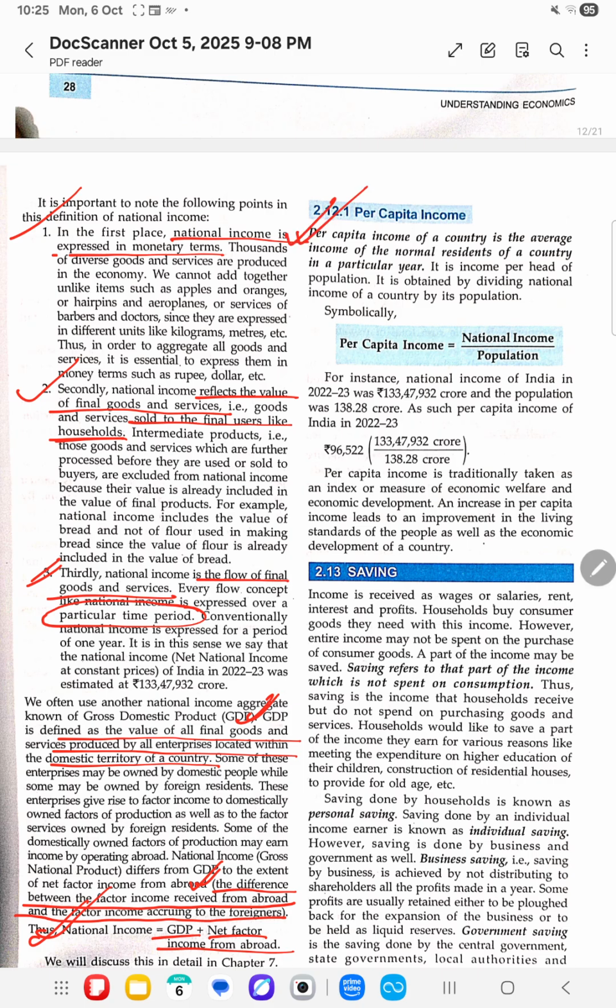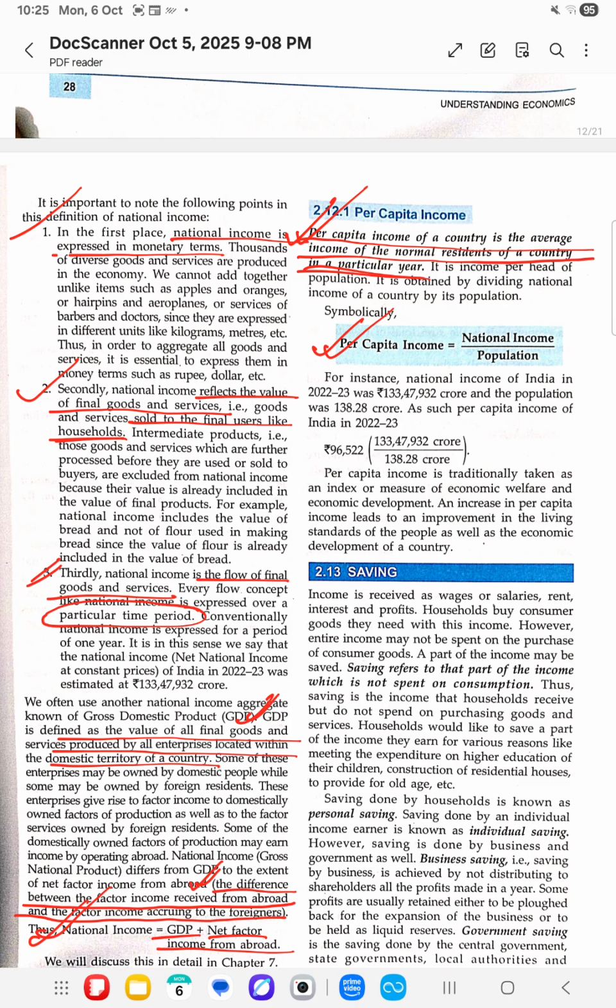Next, per capita income. So per capita income of a country is the average income of the normal residents of a country in a particular year. So per capita income is the average income of the normal residents. So when we say average, what do we mean by that? That means we are dividing national income by the population of the country. Okay.